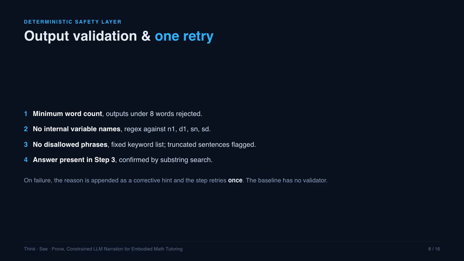When any check fails, the rejection reason is appended to the original prompt as a corrective hint, and the step is retried exactly once. Importantly, the baseline system has no validator at all. That deliberate contrast is what lets us answer our third research question. And as I'll show later, the validator catches real structural violations that the role prompt alone lets through.